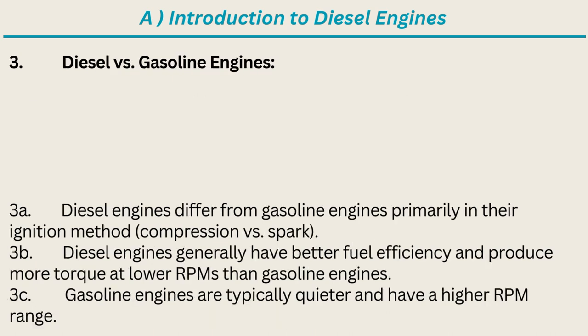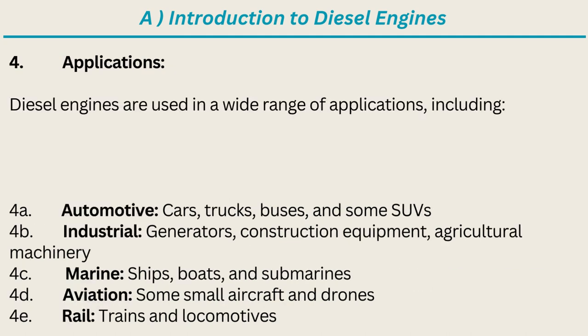3. Diesel versus gasoline engines. 3a. Diesel engines differ from gasoline engines primarily in their ignition method, compression versus spark. 3b. Diesel engines generally have better fuel efficiency and produce more torque at lower RPMs than gasoline engines. 3c. Gasoline engines are typically quieter and have a higher RPM range. 4. Applications.